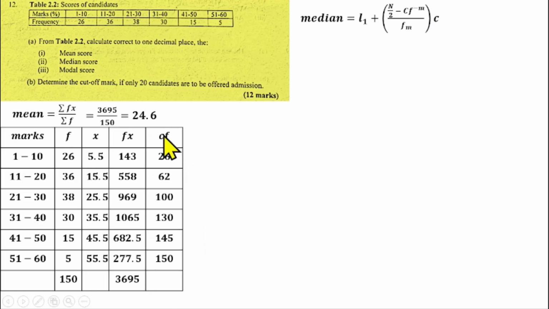How do we cumulate our frequency? You have to add the frequency together. That's the meaning of cumulative. Cumulate it step by step. The first number you have in frequency is 26. You have 26 here as well.